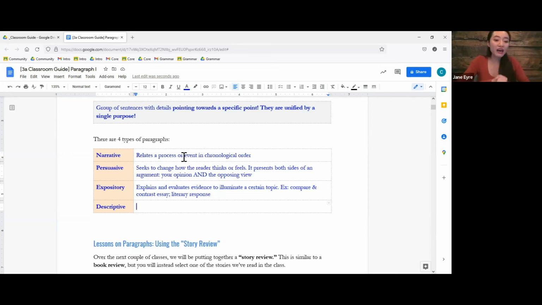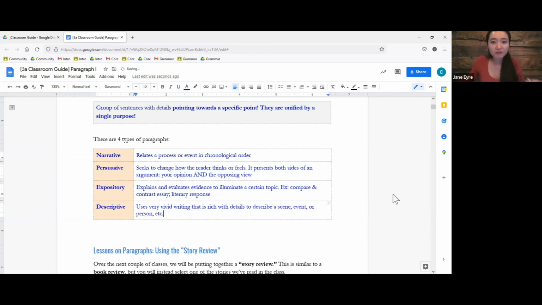And lastly, we have descriptive. Now, that is exactly what it sounds like. It uses very vivid writing that is rich with details to describe a scene, event, or person, etc. And you see that a lot in the creative space when, if you think of it as like a camera angle in a film, it really captures every single minute detail. And yes, all the detail that the camera captures or that you are writing about serves a certain purpose. So this is what we mean by a descriptive paragraph.